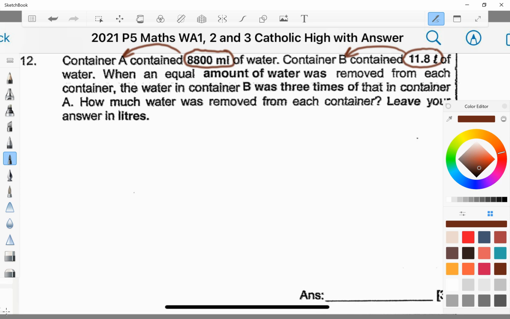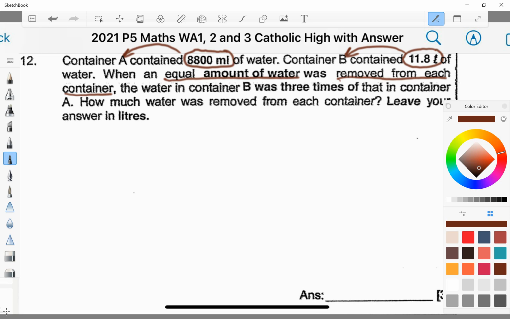So there is a key phrase in this question that states that it's actually difference unchanged, or also commonly known as constant difference. And the key phrase is equal amount of water removed from each container. So boys and girls, ladies and gentlemen, when you see that there's an equal amount of water that's taken away or an equal amount of water that is added to each container, this is the telltale sign, this is the key phrase that this question is difference unchanged.